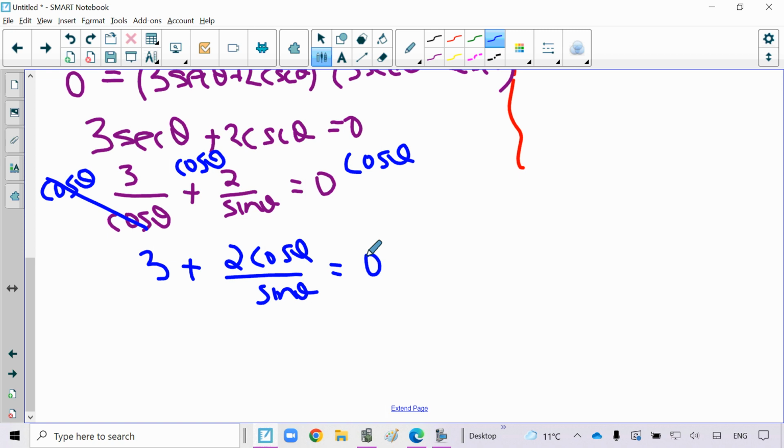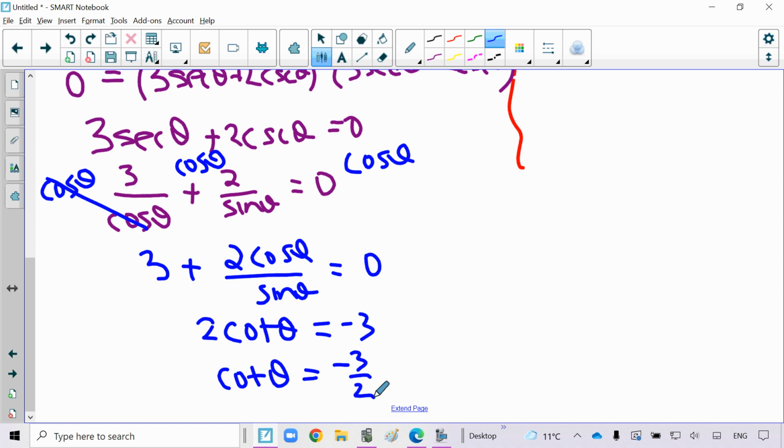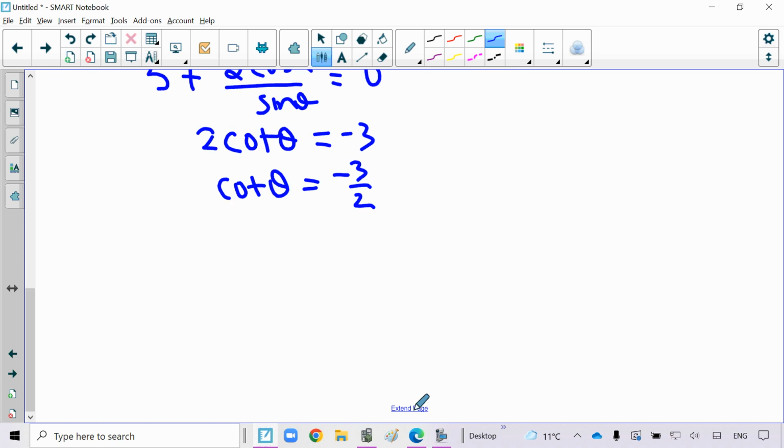Okay, now I'm going to subtract 3 from both sides. Well, wait a minute. What's cos over sine? That's just cotan. So 2 cotan equals -3. So cotan equals, divide both sides by 2, -3 over 2. Okay, I'm going to do that in terms of tangent. So if cotan is -3 over 2, I know tangent, flipped, is -2 over 3.